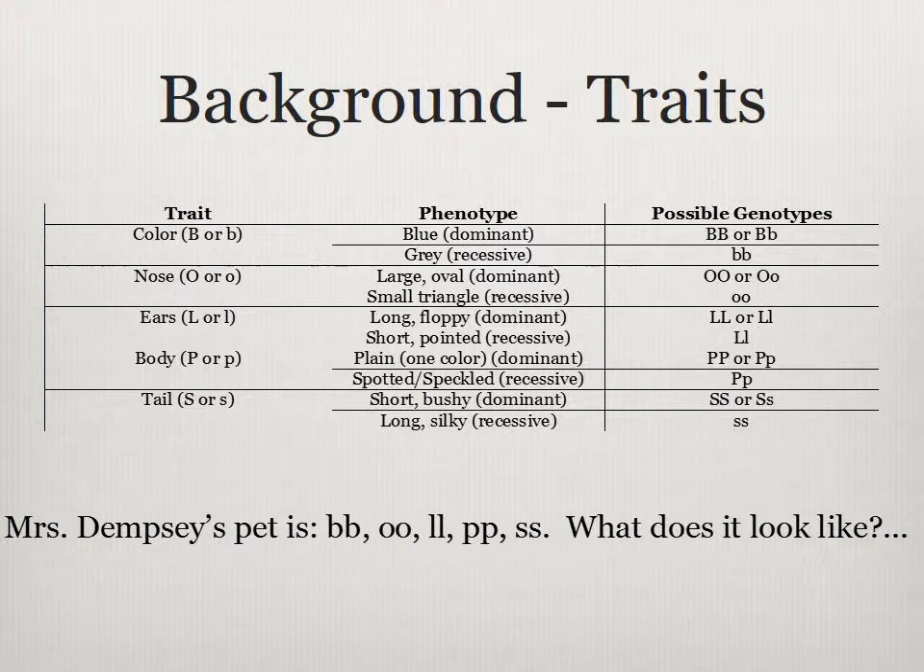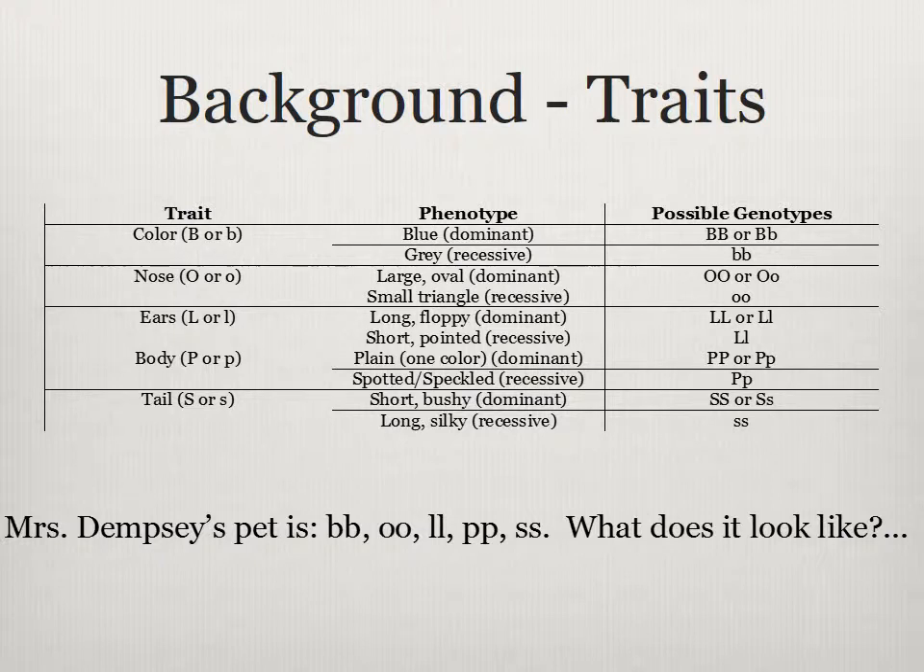Big B means blue. So whether I have two big B's or a big B and a little b, my color will be blue because big B is going to be dominant. Now, if we go to nose, large oval is my dominant trait. We're going to say big O for dominant. So big O will give me a large oval nose. The only way I'm going to have a small triangle nose is if I have a little o combination in my DNA.